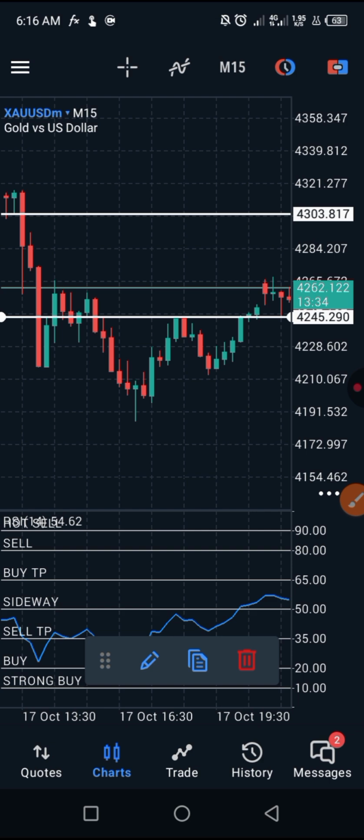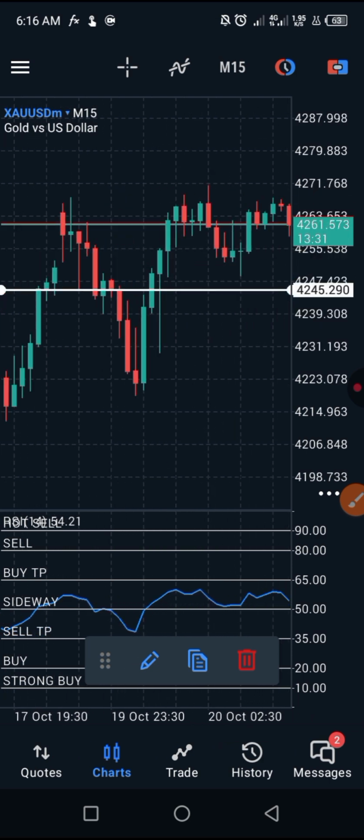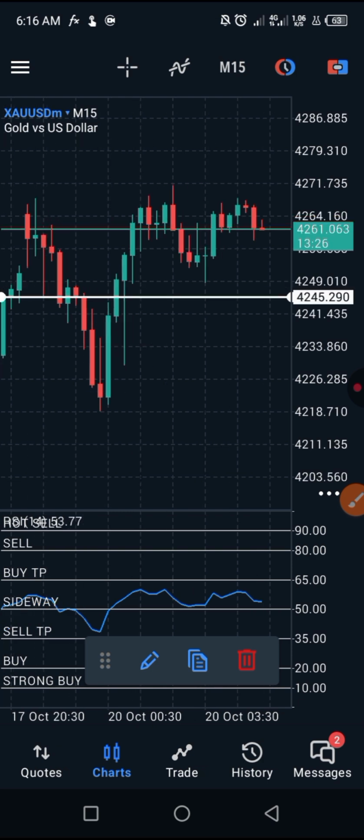Is there any evening star in the recent price movement? We're looking out for evening star and bearish engulfing. Okay, none. There's no evening star, and there's no bearish engulfing at the moment.